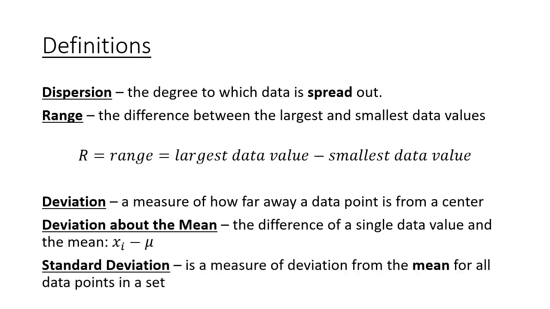Standard deviation is how we measure the deviation from the mean, but for all of the data points in a set. Deviation about the mean talks about a single data value. The standard deviation lets us talk about the entire set of data.